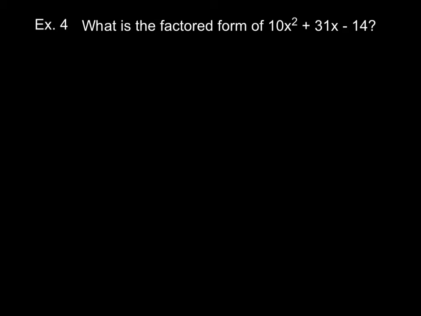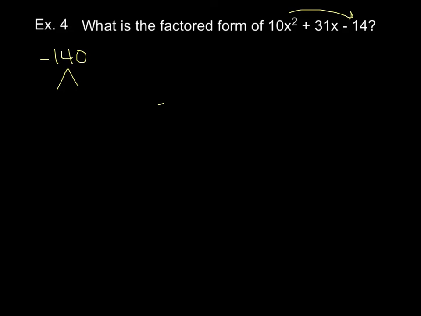So what is the factored form of 10x squared plus 31x minus 14? Okay. Now what makes this one a little more challenging is that I'm going to get larger values. So when I start out and take my a times c, I've got a negative 140. So I'm going to have to come up with some values that are going to multiply to negative 140, okay, but are going to add up to 31.